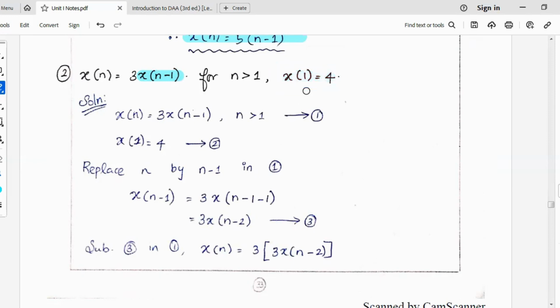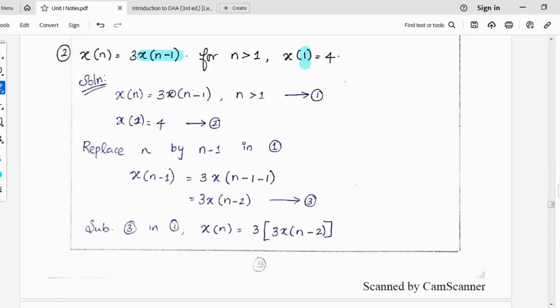So we have to find the general pattern, and we have to compare it with 1, so that I can eliminate the right hand side recurrence, right? So again, the given recurrence relation and its base condition. I'm going to apply the backward substitution method. Here I'm going to find x of n minus 1, right? So I have to replace n by n minus 1 in this equation.